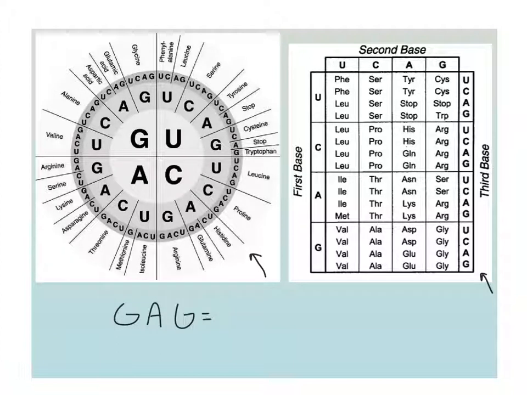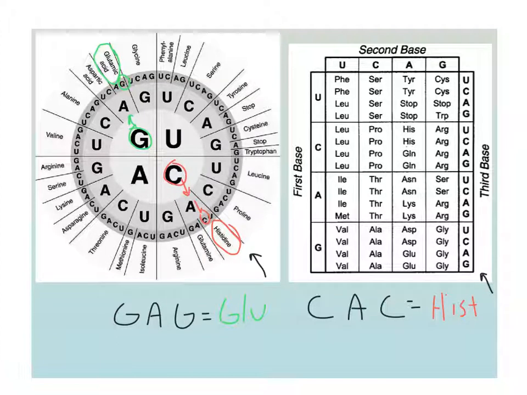Good. Hopefully you got G, A, G, and glutamic acid, GLU. Let's try one more. How about CAC? Try that one. What amino acid will you get from the codon CAC? Good. Hopefully you got C goes to A goes to C, and you get the amino acid histidine, HIS.